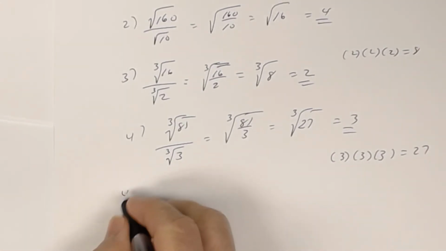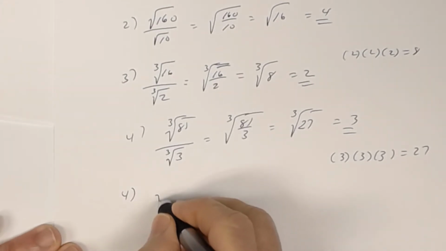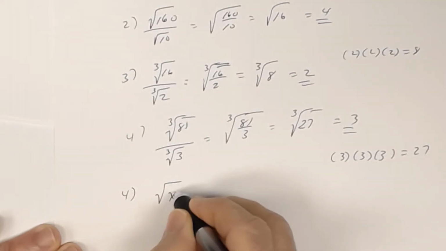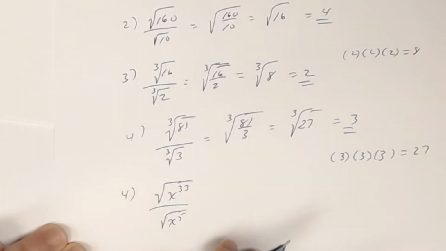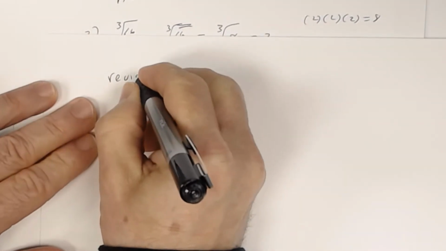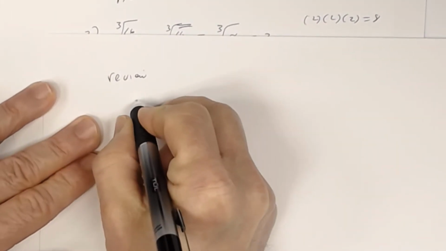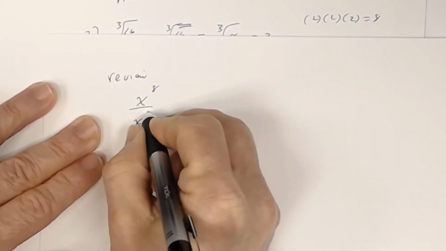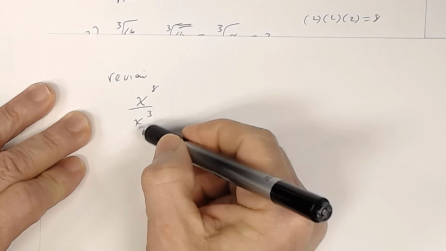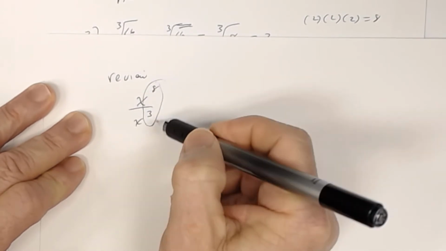Number 4, you have the square root of x to the 33rd divided by the square root of x to the 5th. All right, now before we go on, let's remind ourselves about something. Remember in a previous course, when you divided like bases, so if I had x to the 8th divided by x to the 3rd, when dividing like bases, you subtracted exponents.